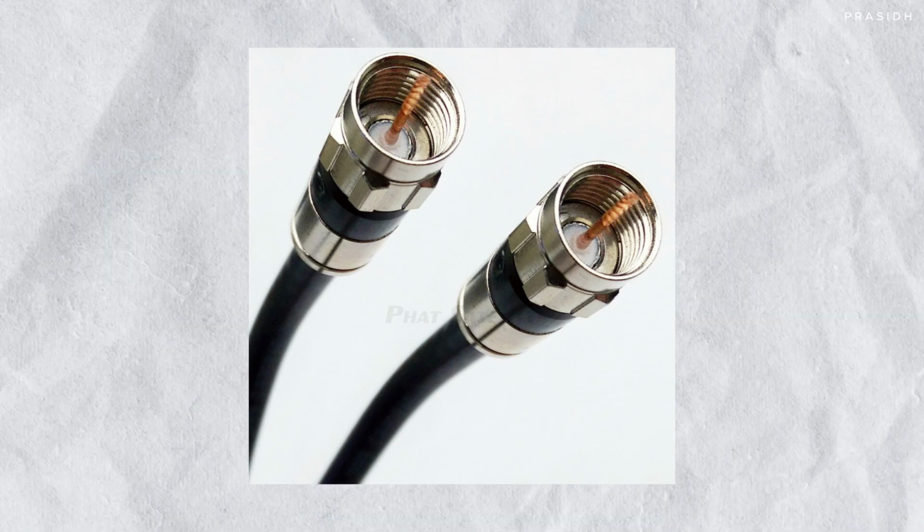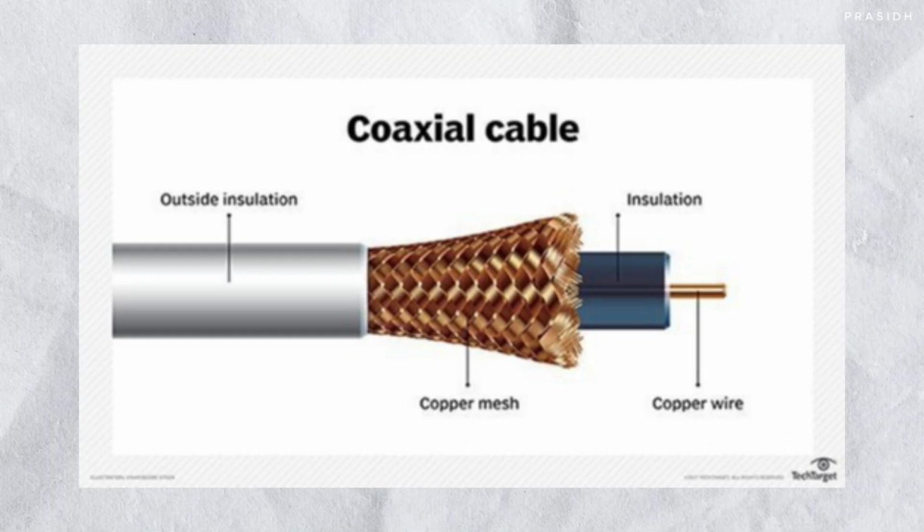Coaxial cable. Before UTP took over, there were coaxial cables. You have probably seen it with old cable TV connections, thick round cables with a copper core inside. Coax is tougher against interference than UTP and was used in early Ethernet networks. But today, it's mostly limited to TV and broadband connections.